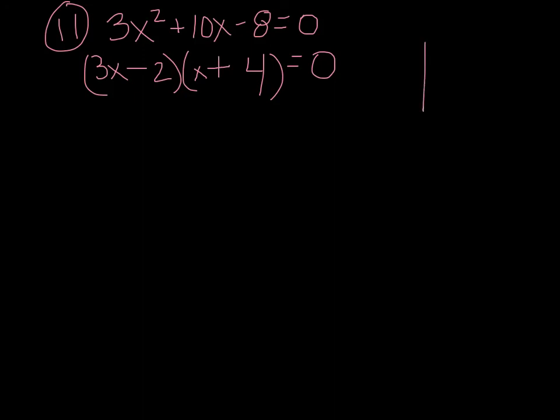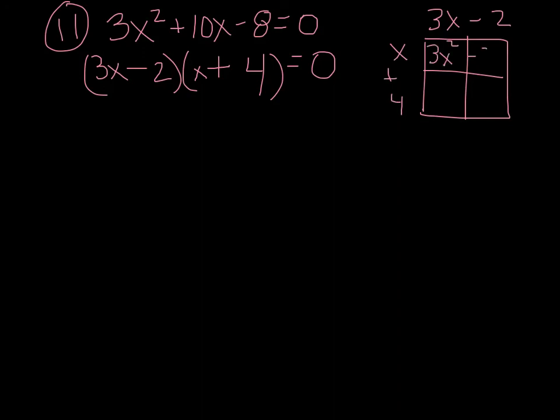And I'll check myself to see if I have the correct factorization. So I'm going to multiply 3x minus 2 times x plus 4 and get 3x squared minus 2x, plus 12x, and negative 8, or 3x squared plus 10x minus 8, which does in fact check. So I know I have the factorization right. Now I'm ready for the zero product property.